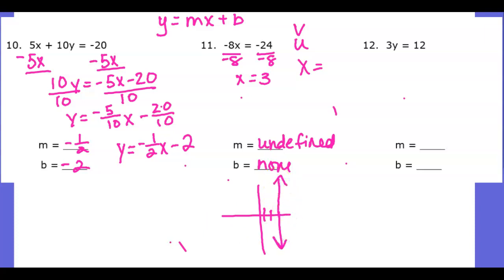Another special case for 12, we divide both sides by 3 and y is equal to 4. So now I'm going to think of y. Because y is equal to 4, it's a horizontal line. My slope is 0, my y-intercept is 4. All right, so moving along.